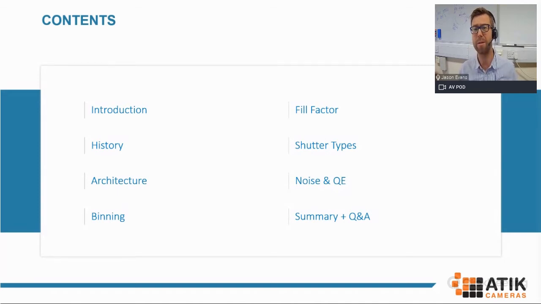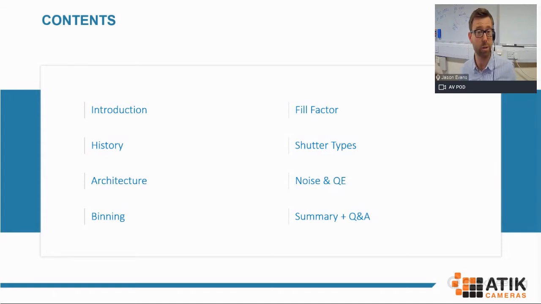As you can see on the screen at the moment, we will have a brief introduction. We'll run through some of the history of the sensor technologies, moving on into the architecture, or certainly from a basic principle. And then we'll look at a couple of those different comparative areas like binning, fill factor, shutter types, noise and QE, before following up with a quick summary and the Q&A, which we mentioned as well.